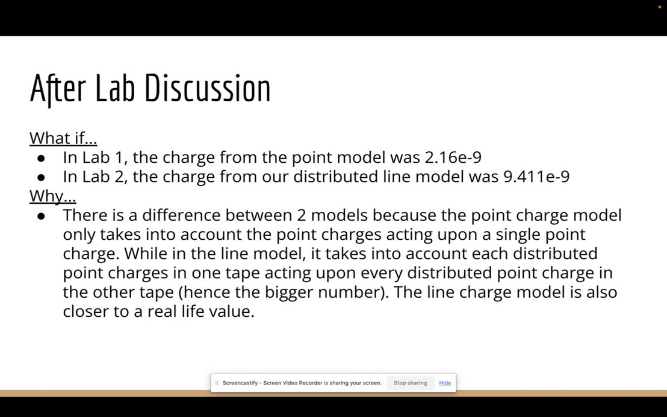And this also implies that the line charge distributed model is closer to a real life value.